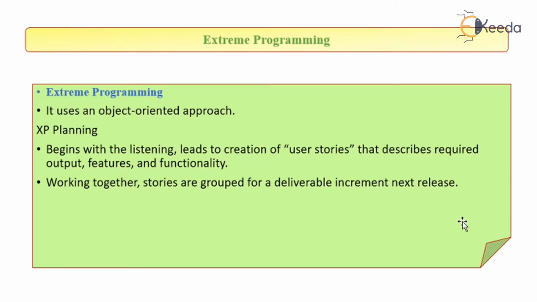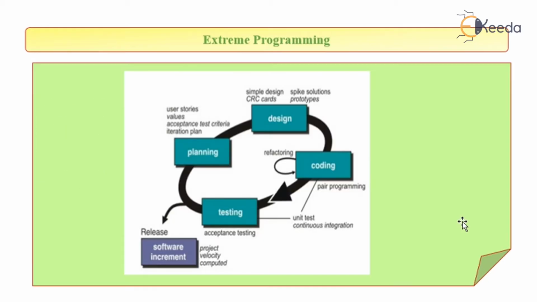Working together, stories are grouped for a deliverable increment for the next release. Here you can see that the phases include planning, design, coding, and testing. So this one cycle becomes my first increment, which is to be released from the developer to the customer. So the first stage is creation of user features, the product features, or the functionality. These are listed as the user story values.